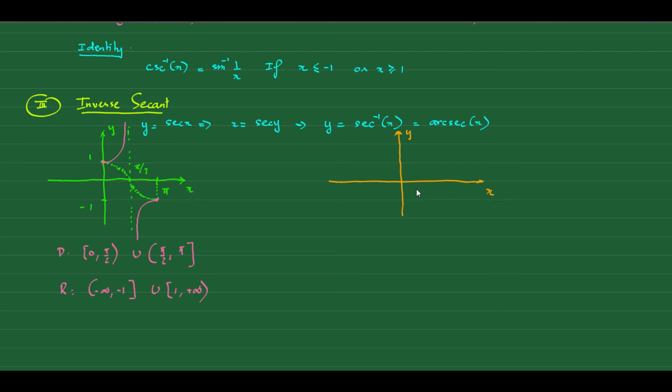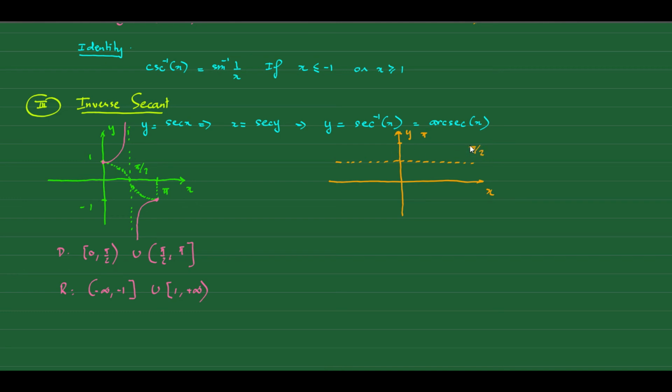Okay. Now we look at it from 0 to pi. So let's say pi over here. So the asymptote will be pi over 2. This is pi. This is pi over 2.